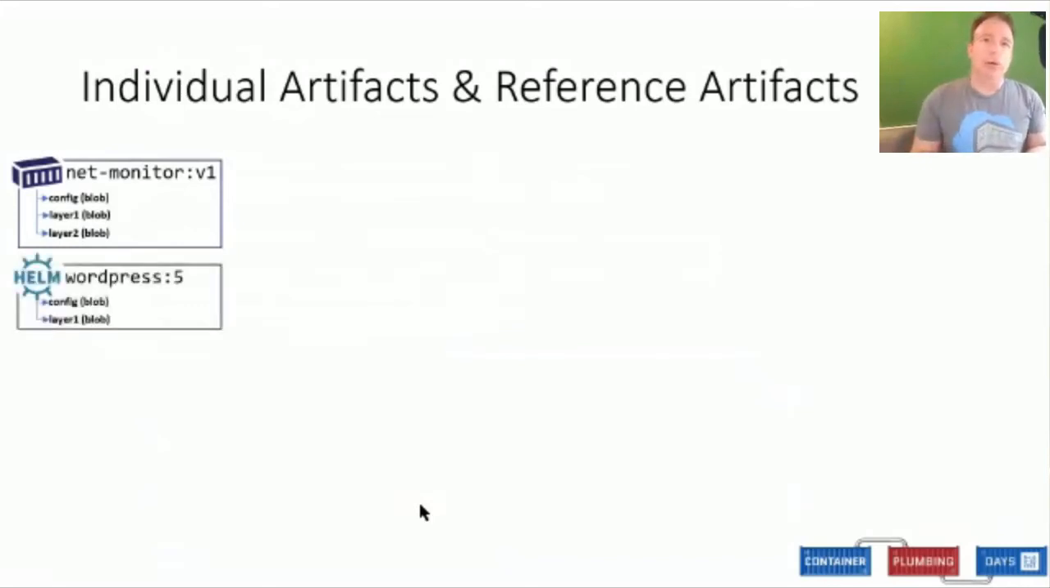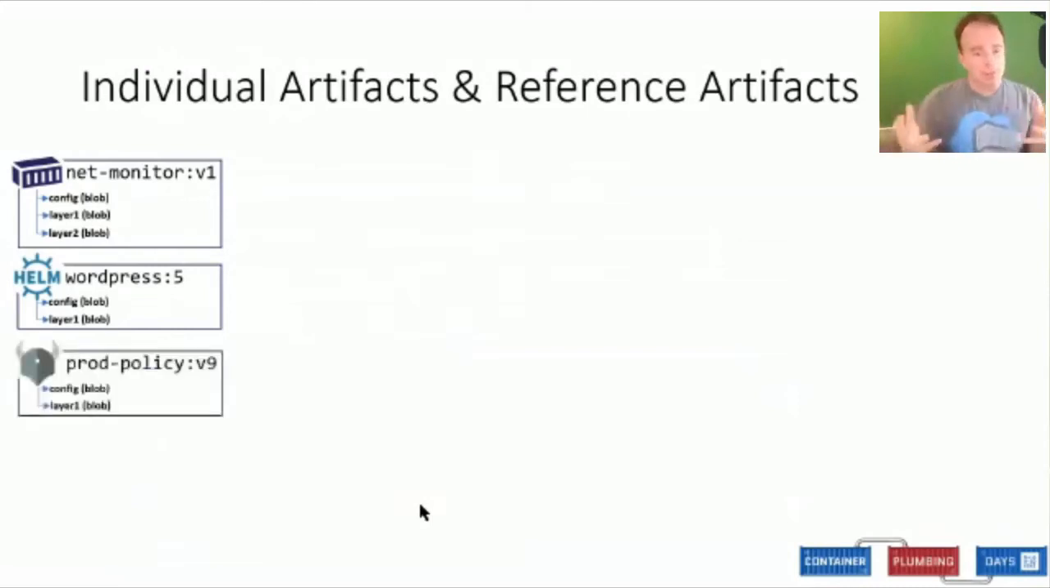Now we've got container images. We've got WordPress charts. Sorry, Helm charts of the WordPress. And these themselves define their content. They have the netmonitor image. They have the blobs that represent the image. The Helm chart has blobs that represent the chart. The OPA policy manager, same thing. Now, what we have here is there's nothing interacting with each one of these. They're all individual artifacts in the registry.